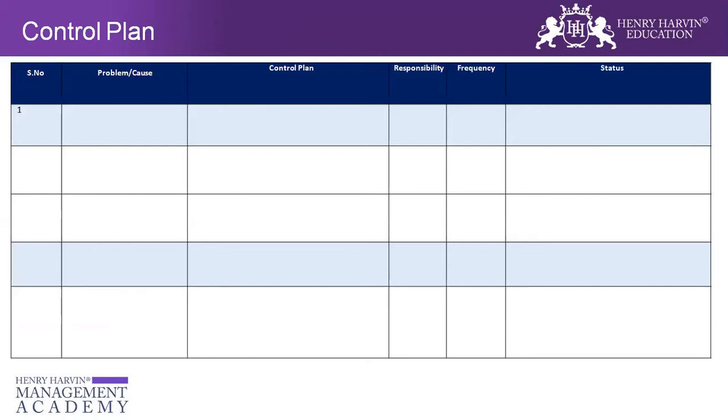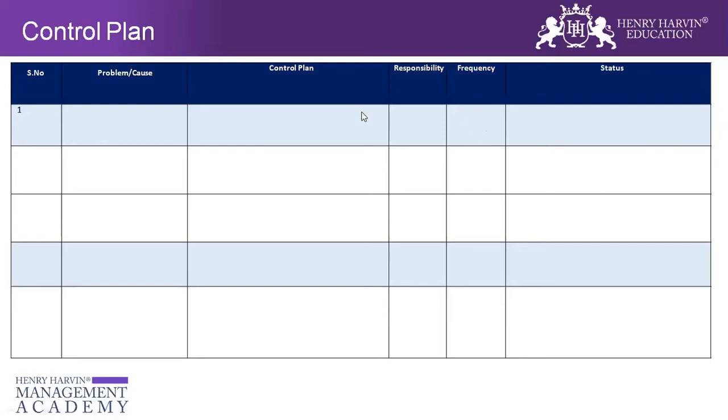So the difference between the improve plan and the control plan is that the improve plan is prepared to improve the current state. The control plan is prepared to ensure that the things we put in place to resolve the problem are happening periodically, at a regular period of time. Therefore, you would see the frequency here. It has to be done at a regular point in time.